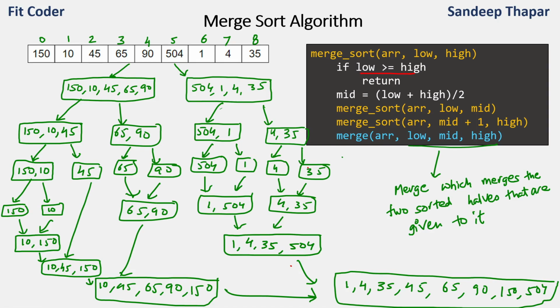Now let's also have a look at how this merge operation, which takes two sorted arrays and gives us a sorted output, works. Let's see how this merge function works.